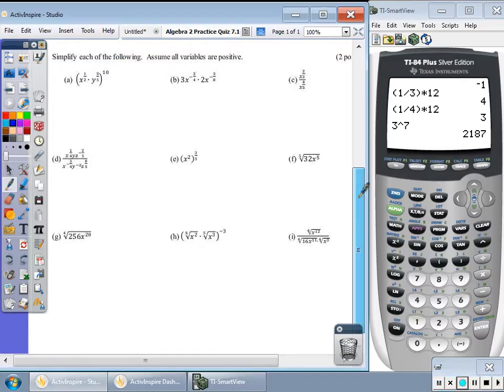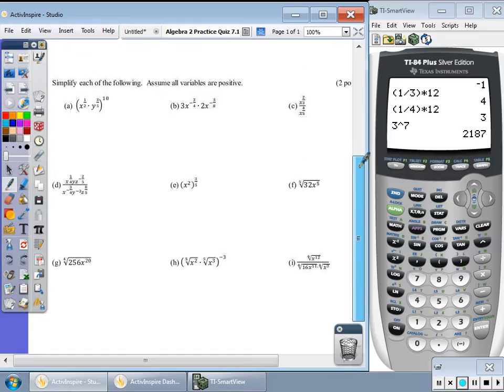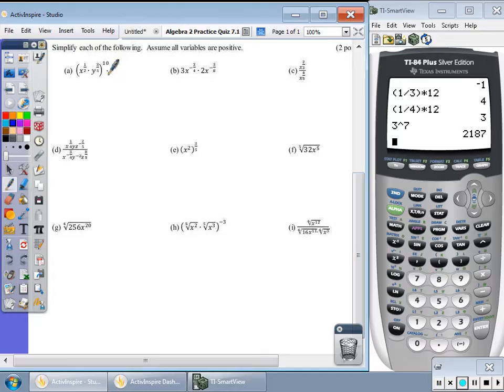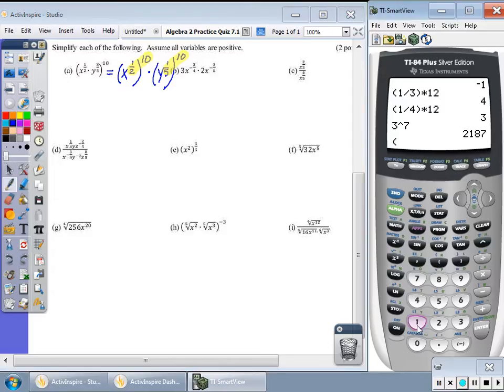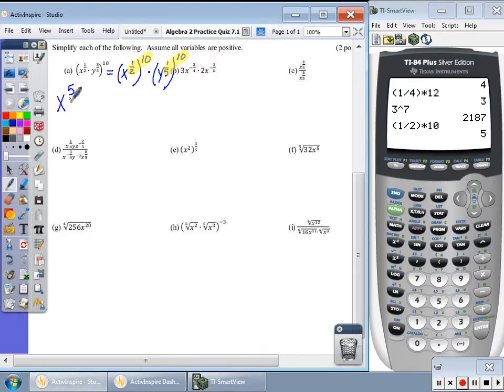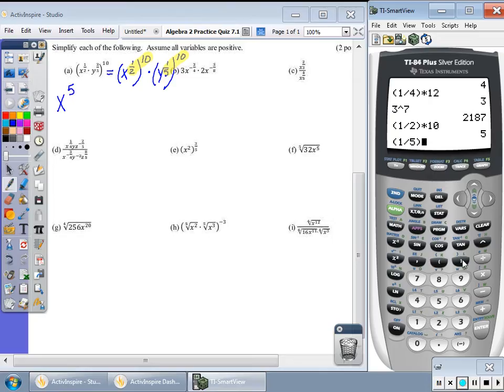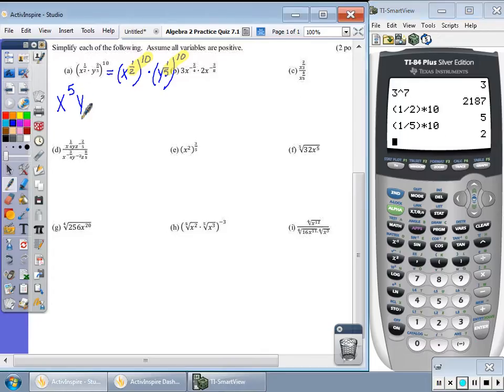Here, just like in the problem we did right here, everything inside the parentheses wants that power of 10. And so this becomes x to the 1/2 raised to the 10th times y to the 1/5 raised to the 10th. Now think, what are we supposed to do with our exponents there and there? We're going to multiply. So 1/2 times 10. What is half of 10? Should be 5. X to the 5th, and then 1/5 times 10 is 2. So we get x to the 5th, y to the 2nd, and we're done.